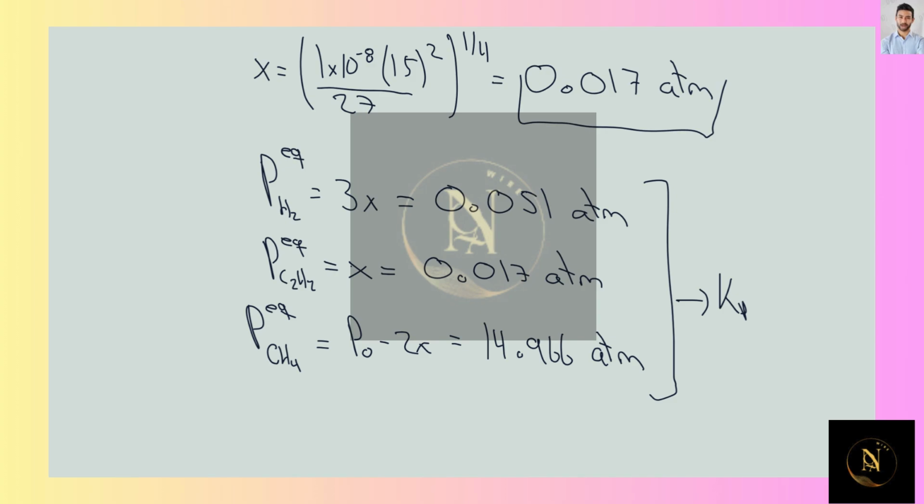So the equilibrium pressure for hydrogen, which is the one that is asked in this problem, is equal to 0.051 atmospheres. And if you need to round it to one significant digit, you can write this as 5.1 times 10 to the minus 2 atmospheres.